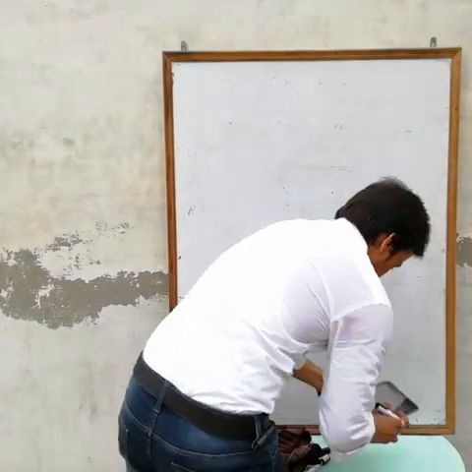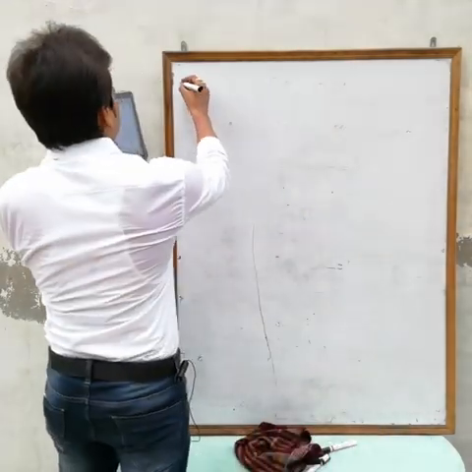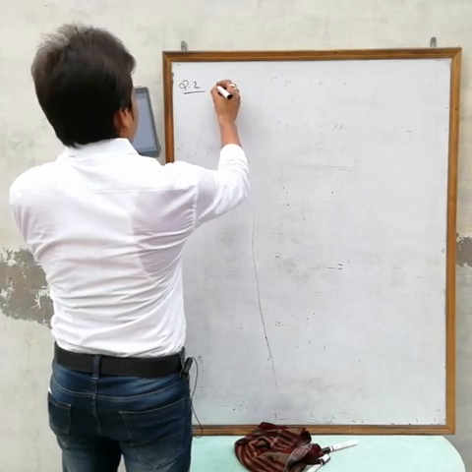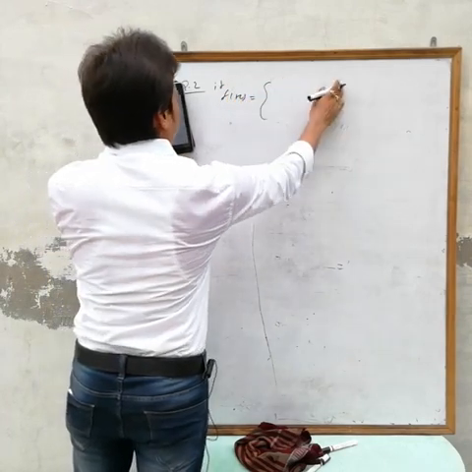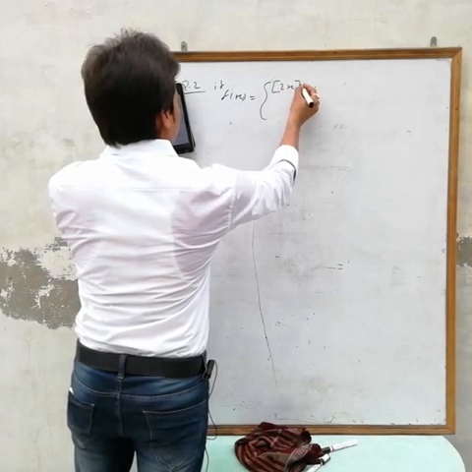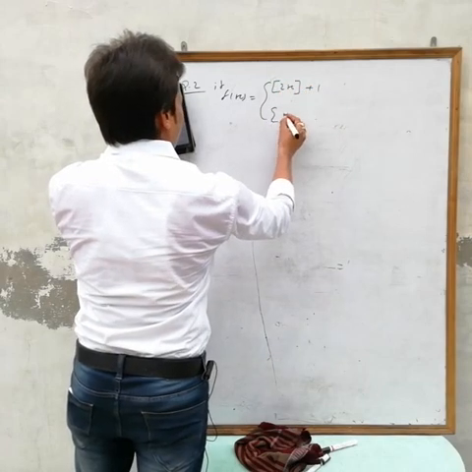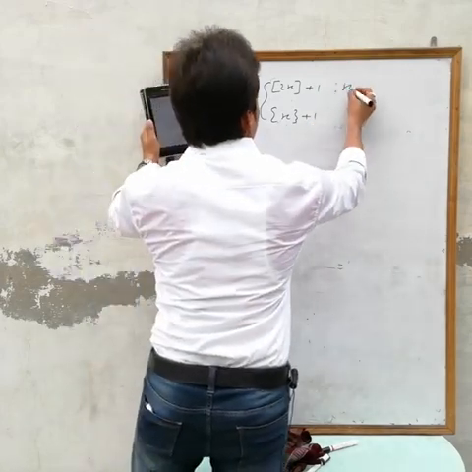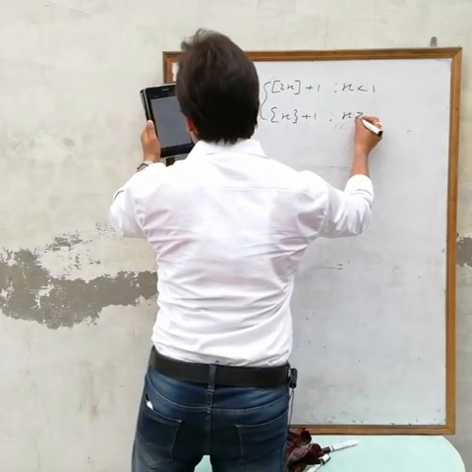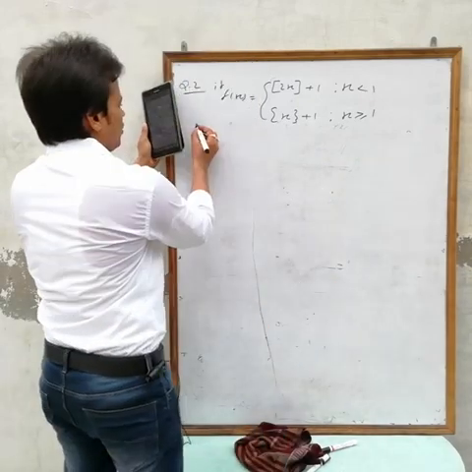Okay, next question. If f(x) equals the greatest integer of 2x plus 1, fractional part of x plus 1, this is the value when x is less than 1, and this is when x is greater than or equal to 1.